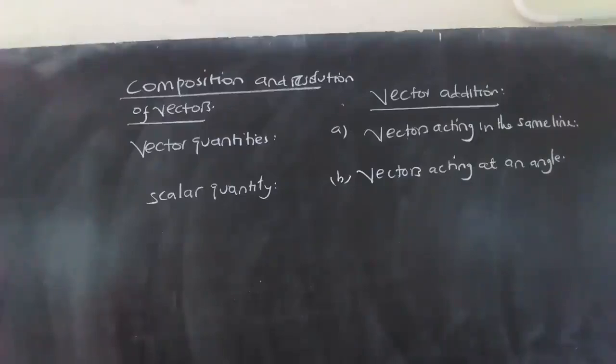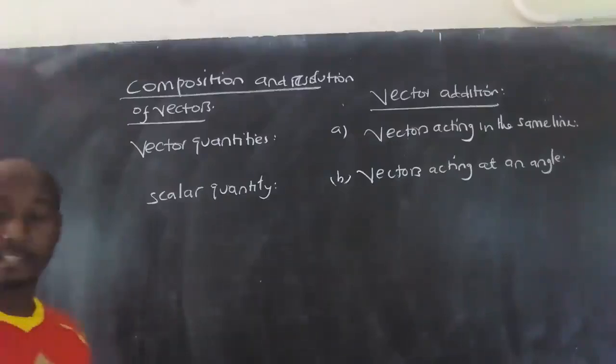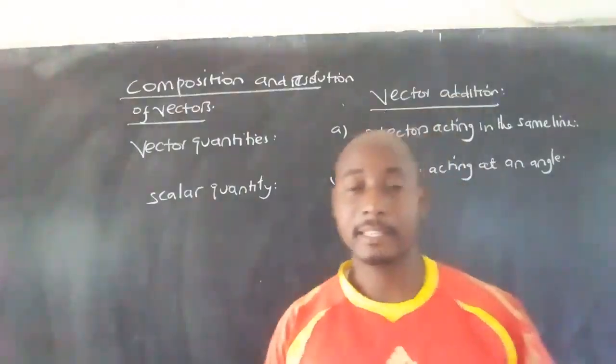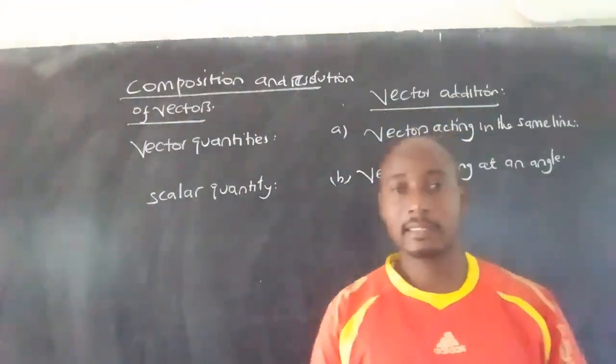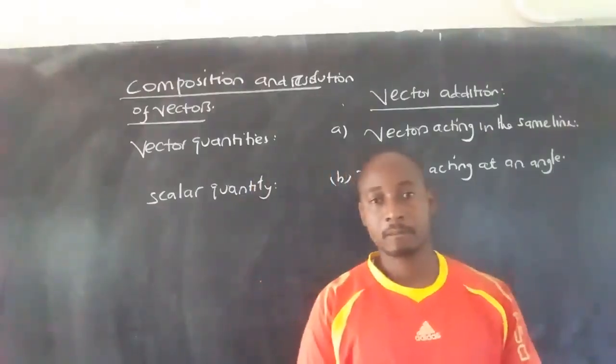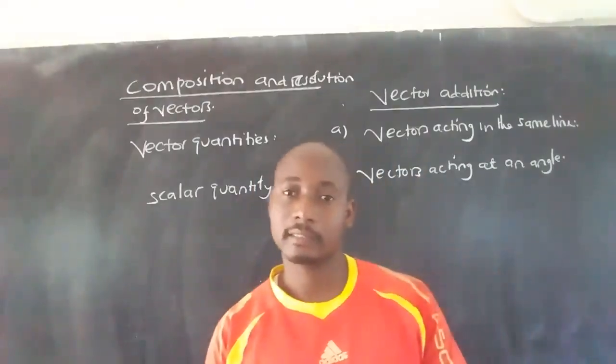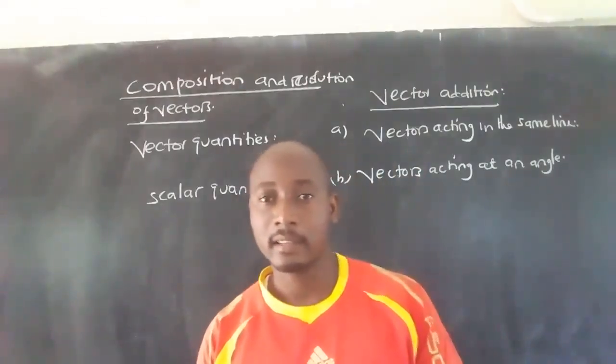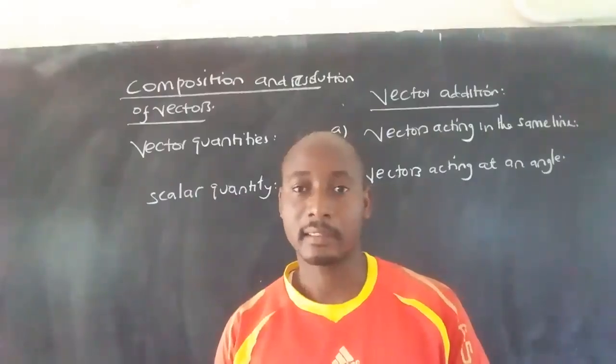Then the component of a vector is the effective value of a vector along a particular direction. The resultant is obtained by getting the vertical component and the horizontal component of the vector, and then using Pythagoras theorem.